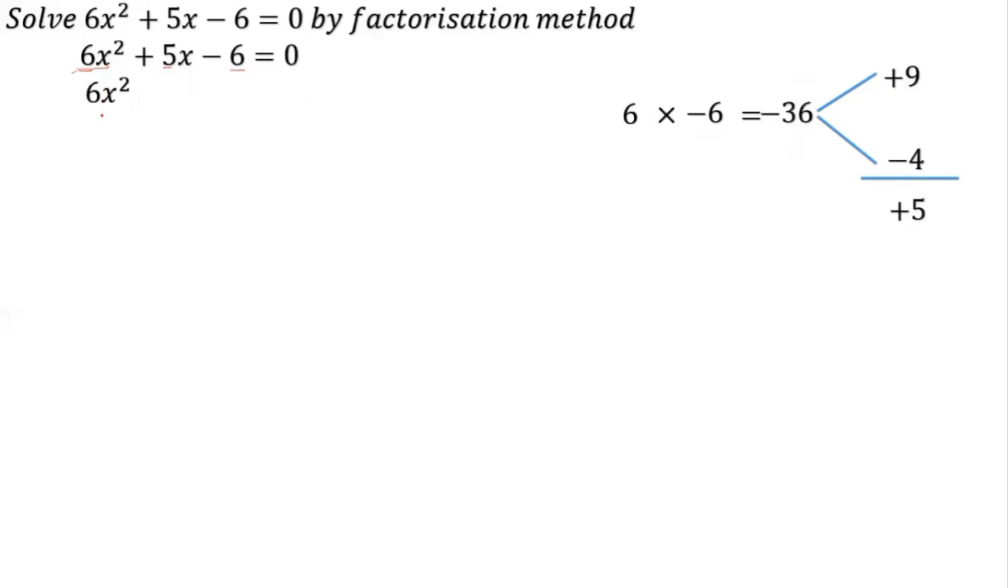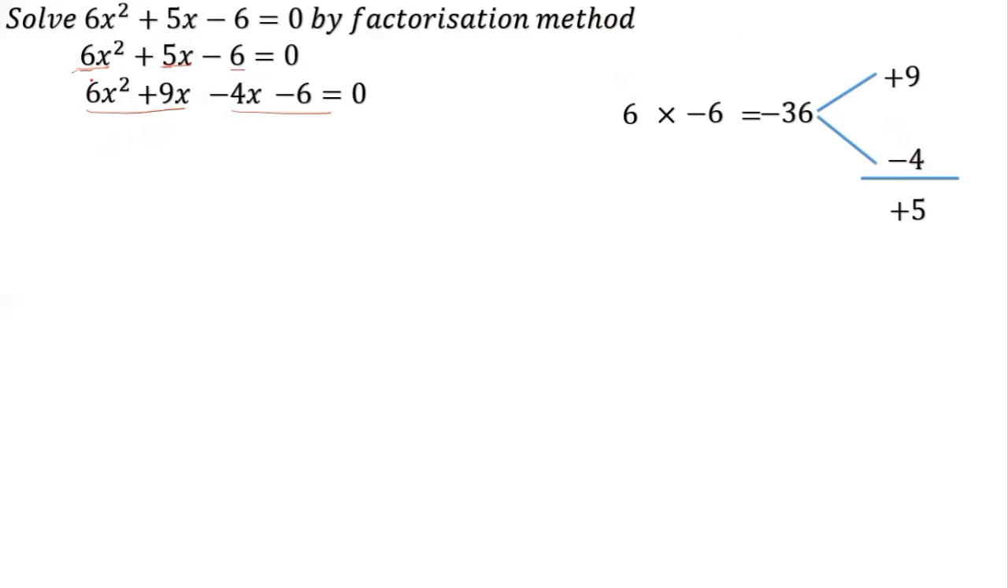Now the next step is write the first term as it is, 6x square. Now split the middle term, that is 5x. 5x you have to write as plus 9x minus 4x. Then minus 6 is equal to 0. Now the next step of factorization method is grouping. Group 6x square plus 9x and minus 4x minus 6.